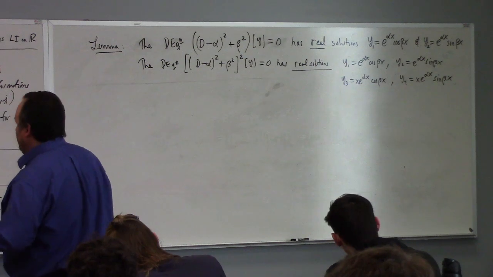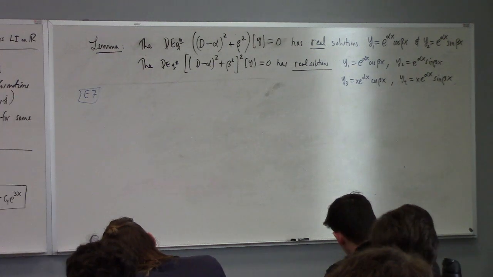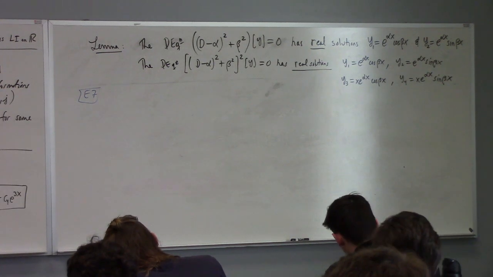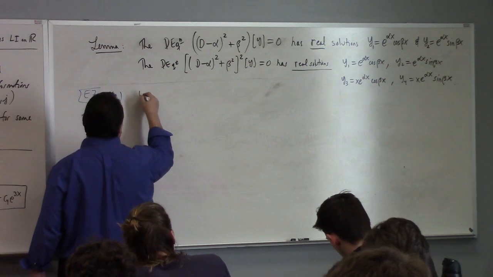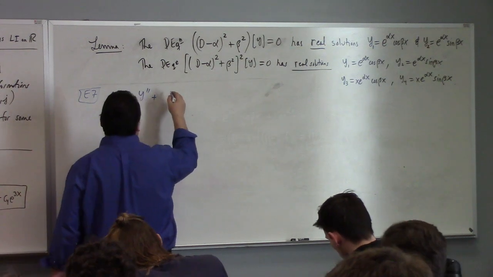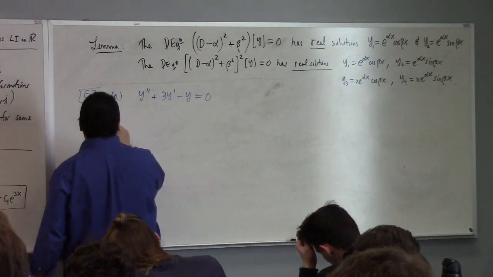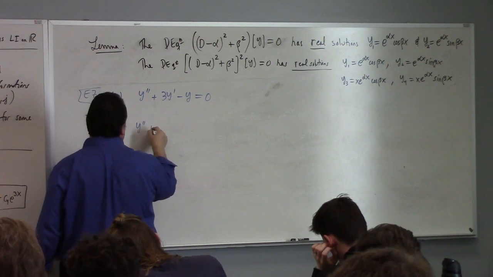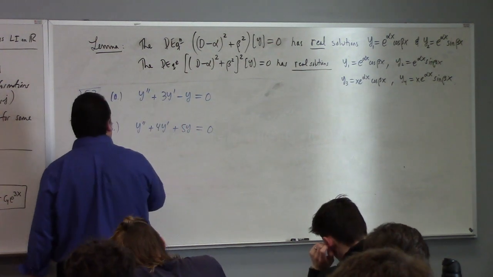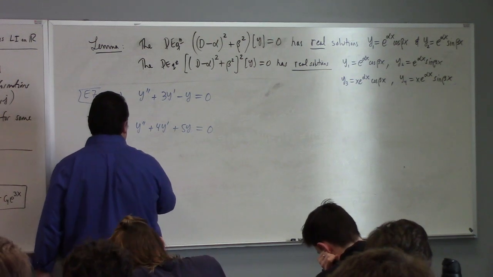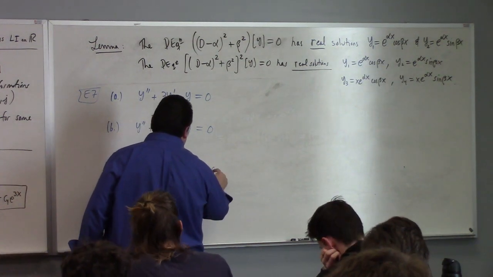So, example 7. Suppose we want to solve, and we'll look at 3 different things. Part A: y'' + 3y' - y = 0. Part B: y'' + 4y' + 5y = 0. And part C: y'' - 6y' + 9y = 0.